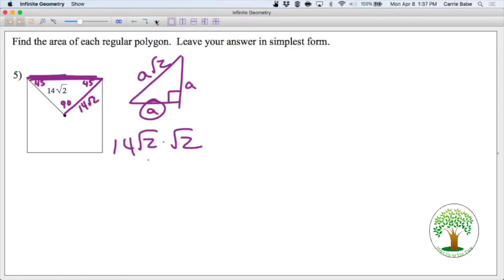What do I do with those two square root 2's? What happened to them? They cancel out and just become plain old 2. And 14 times 2 is? 28. Yeah, 28. All right. How does that help us find the area of that square?